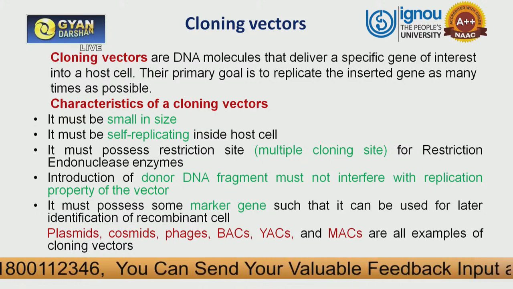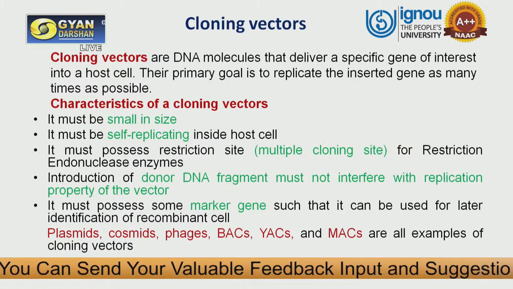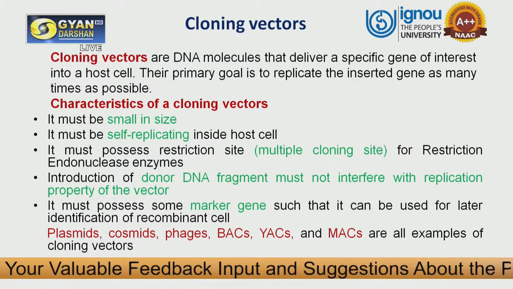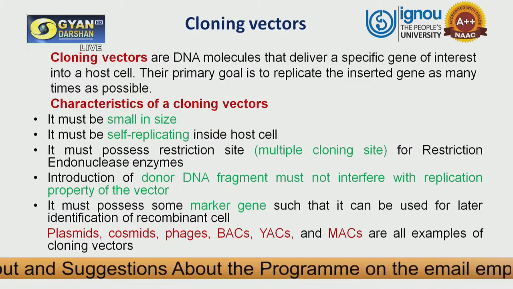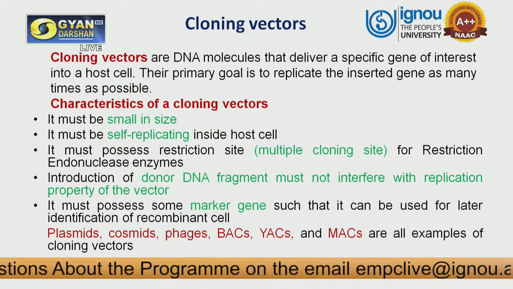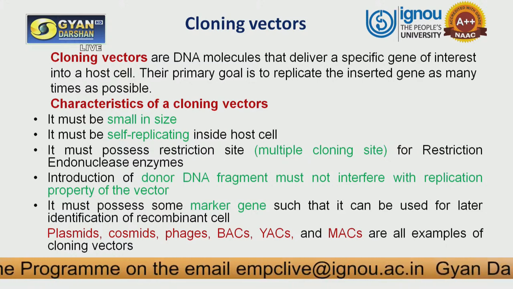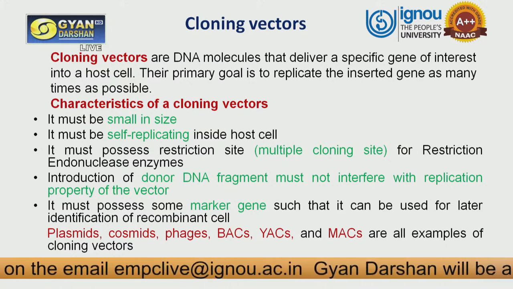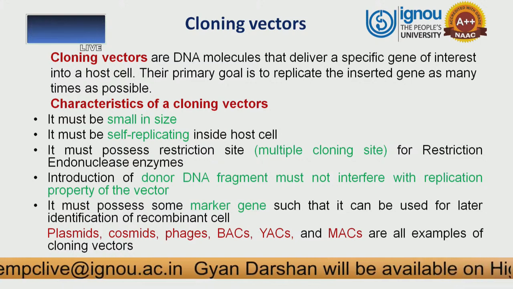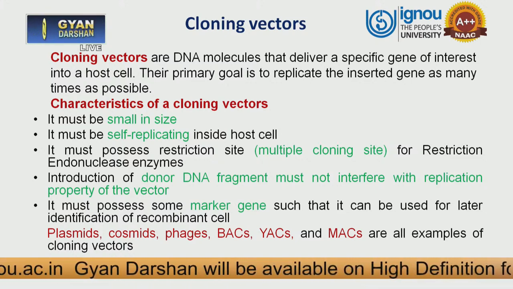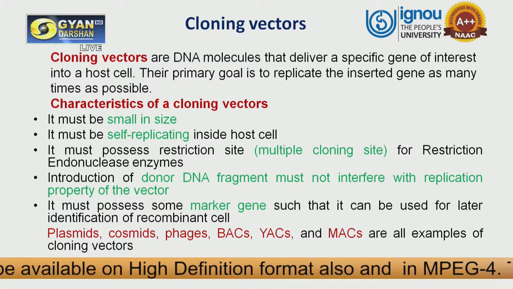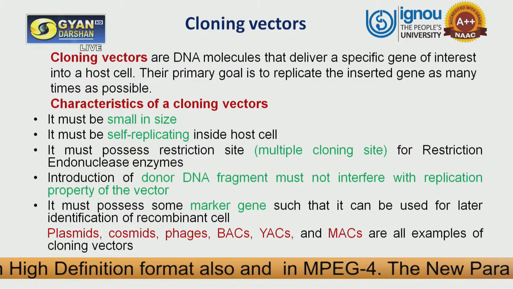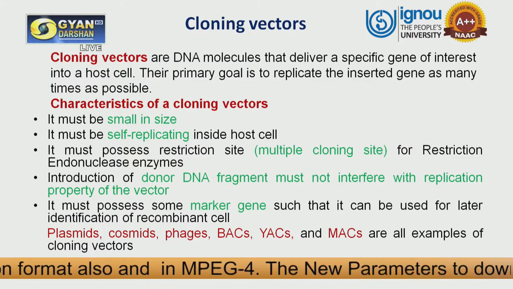Apart from this, you need to clone a gene of interest. For cloning a gene of interest, you need to have a multiple cloning site. These multiple cloning sites are restriction sites which are recognized by different restriction endonucleases. Vectors are basically designed in such a way that more options of cloning sites are given, so that you have the flexibility to design the cloning strategy as per your need.